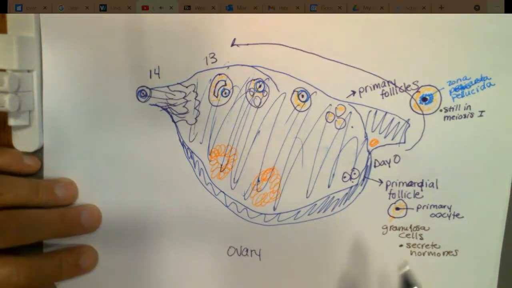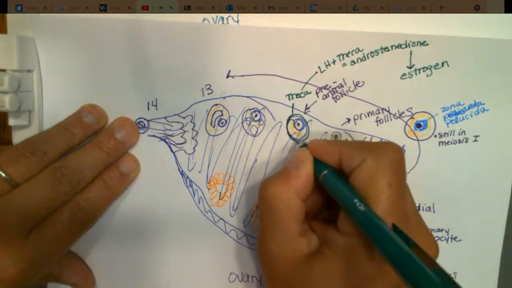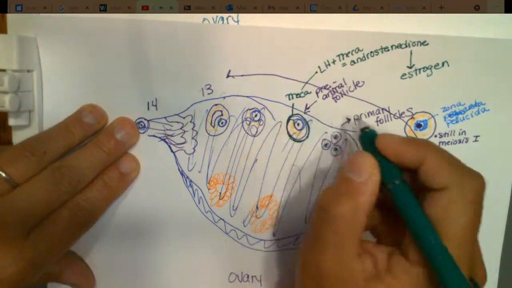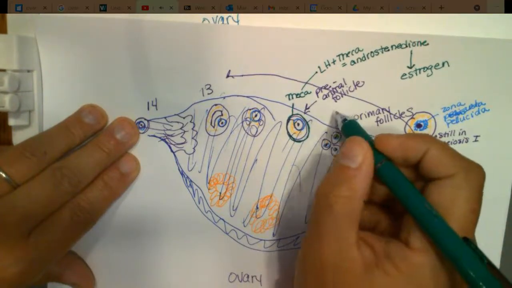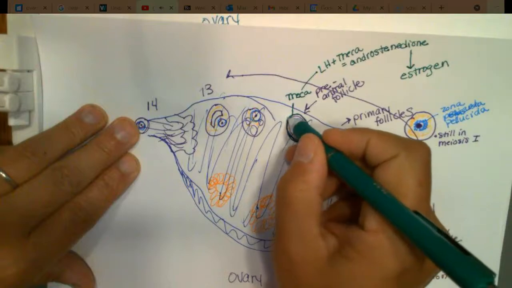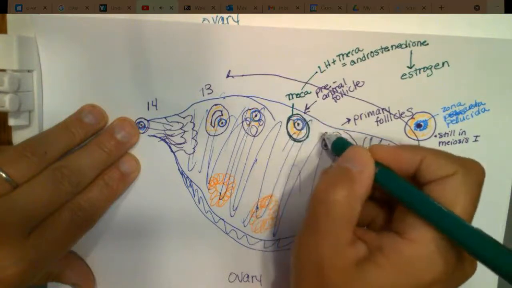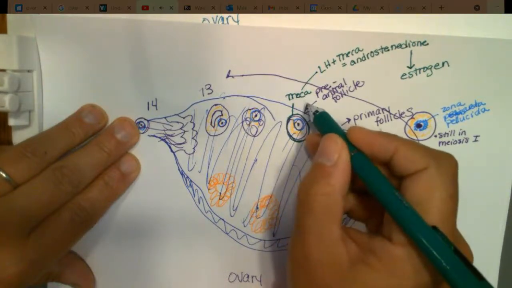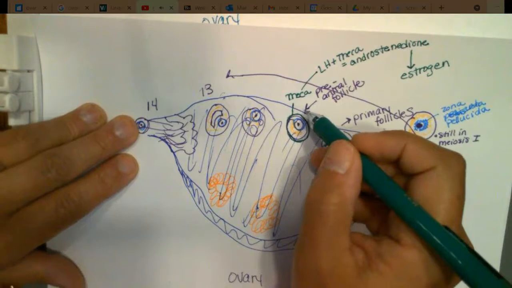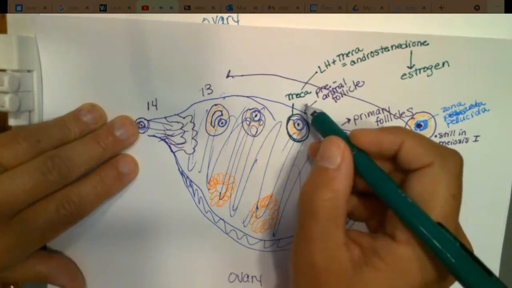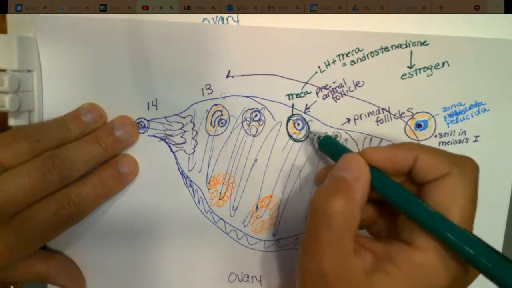Now remember that this oocyte is still stuck in meiosis 1, so it still has the full number of chromosomes in it. It hasn't had that reduction quite yet. During this next stage, we're going to have a preantral follicle, and a preantral follicle gets a layer that surrounds it here in green. That's called the theca layer, and the theca layer has receptors for luteinizing hormone, LH, all over it.